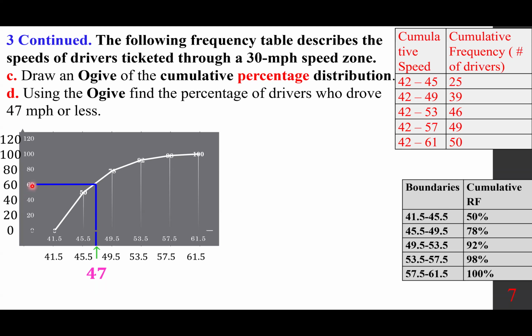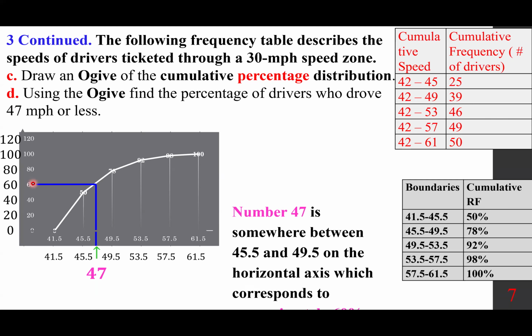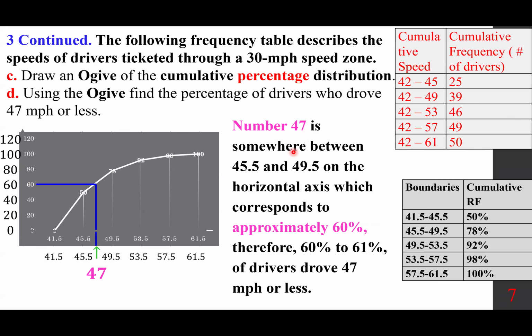Okay, and now that is your answer. That's how you come up with the answer. So number 47 is somewhere between 45.5 and 49.5 on the horizontal axis, which corresponds to approximately 60%. Therefore, 60% maybe to 61% of drivers drove 47 miles per hour or less. So pretty straightforward, everybody.